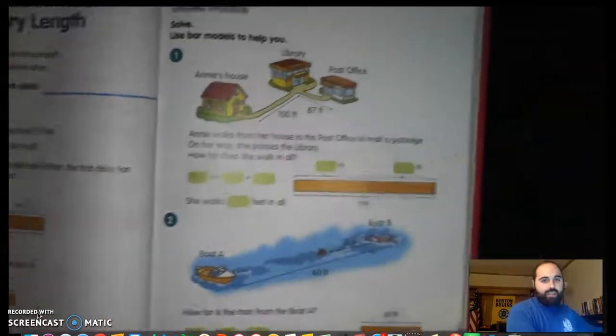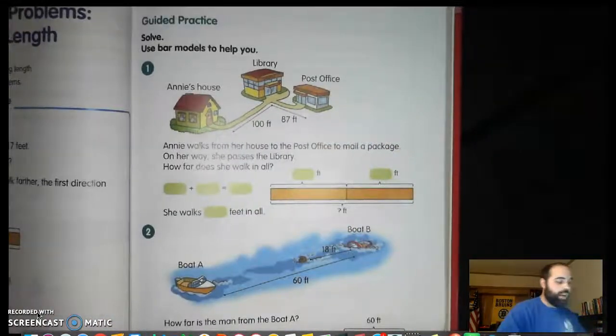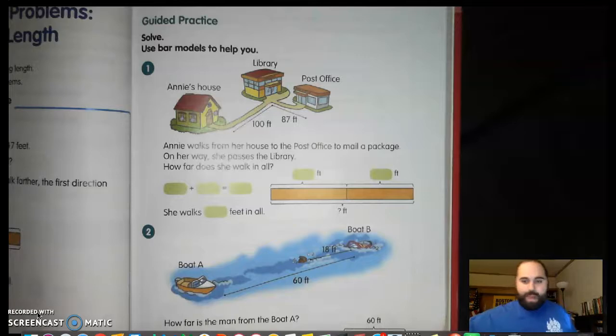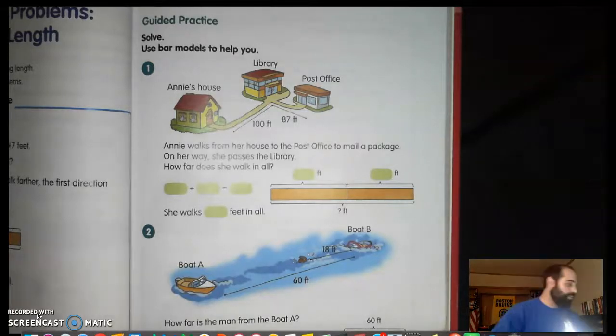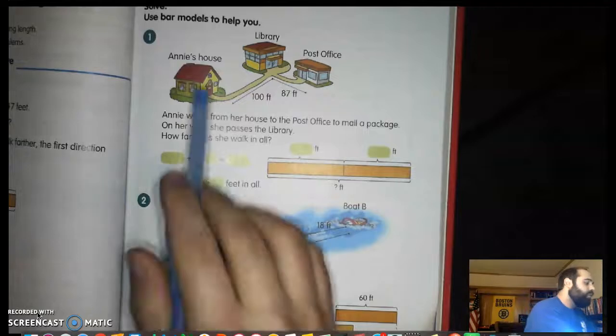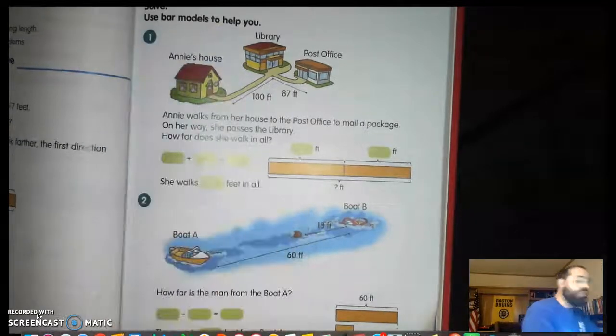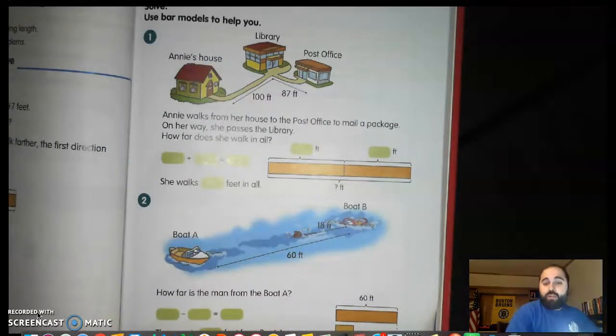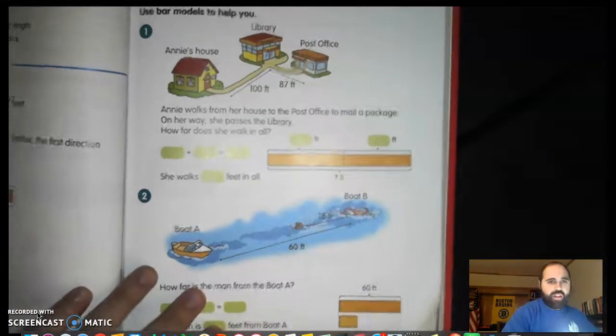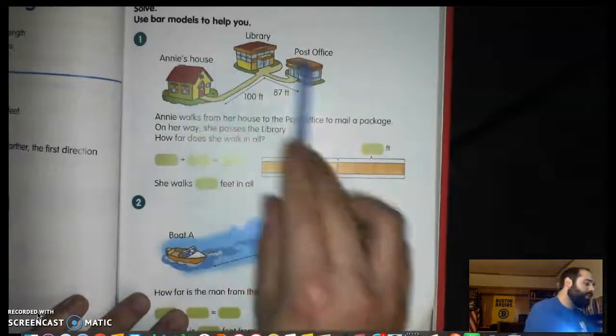All right, let's go into a problem that we can work on together. So we're on this page right now, page 123. I got my trusty pad of paper right here, and we'll be going through these questions together. So the question says, use bar models to help you. I'd really like everyone to be using these bar models just so that you can visualize and see these problems, okay?